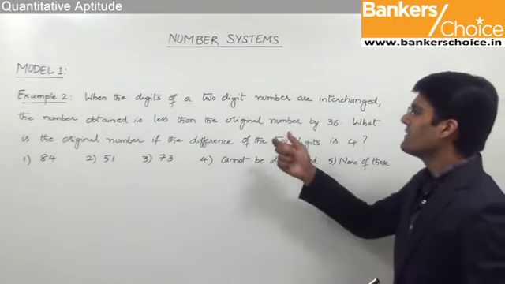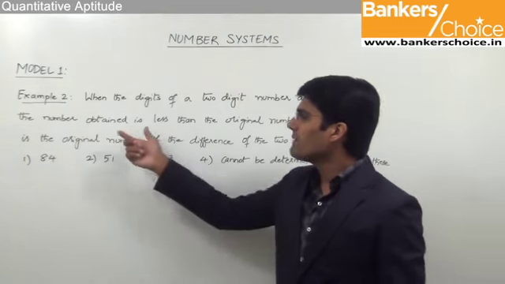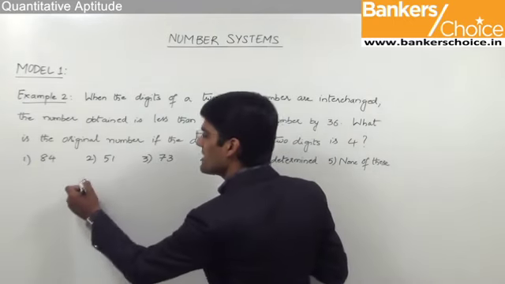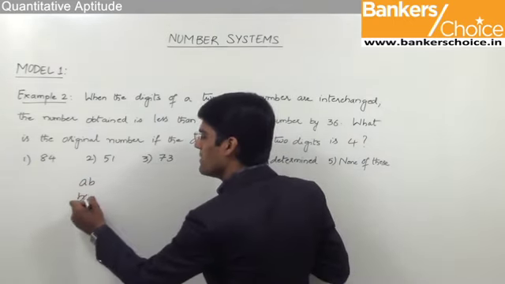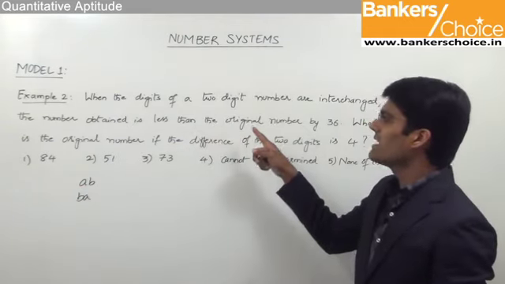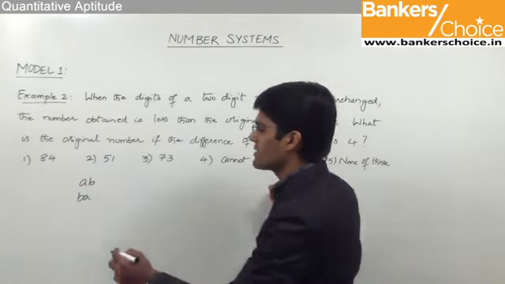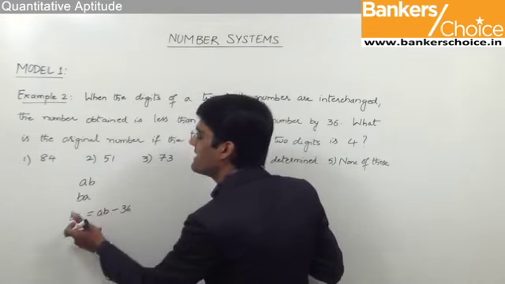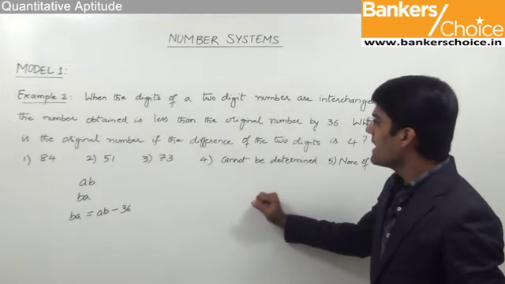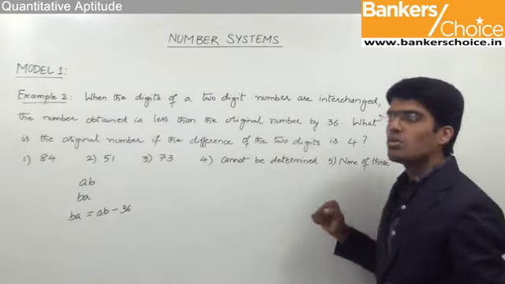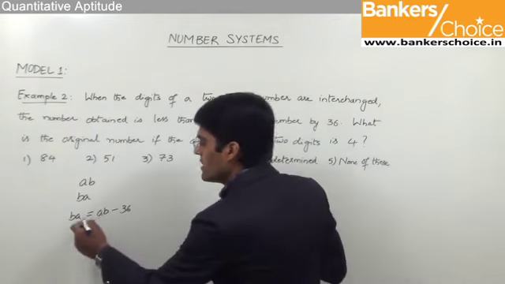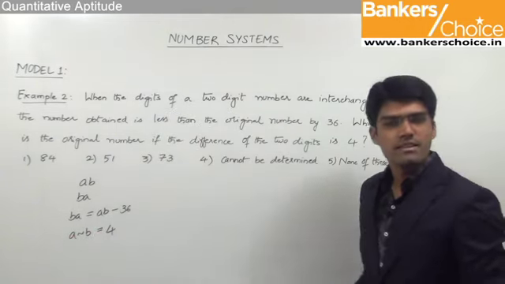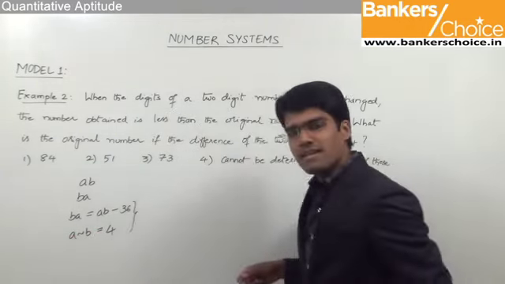Now the first statement here is when the digits are interchanged, the number that we obtain is less than the original number by 36. So if we say that the original number is AB, then the interchanged number would be BA. And as given in the question, the interchanged number is less than the original number by 36. So we can say that BA should be AB minus 36. And also we know that the difference between the two digits is 4. So the difference between the two digits, that is A and B, should be equal to 4. So whichever option satisfies these two conditions has to be the correct answer.